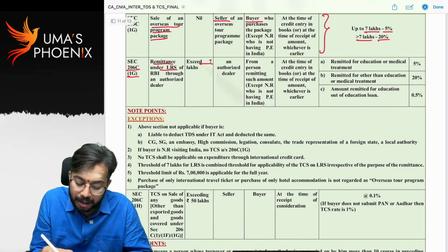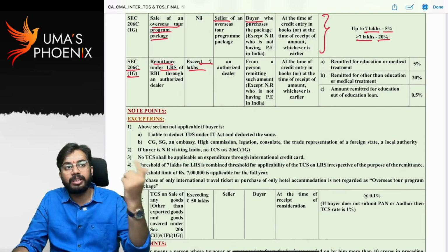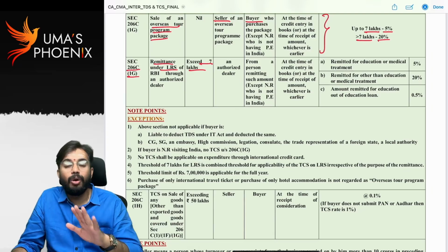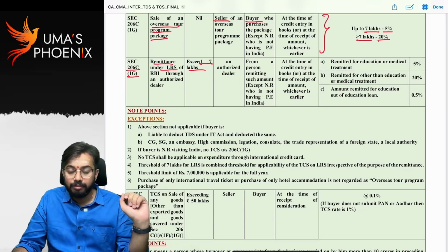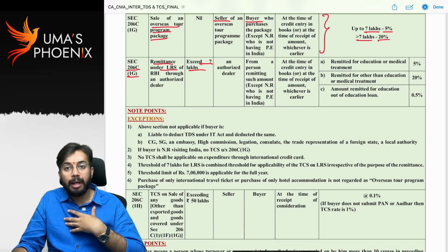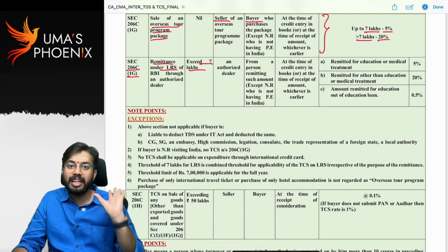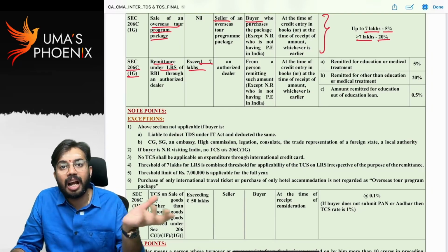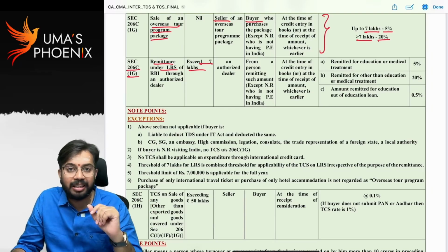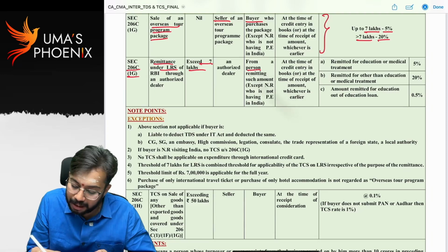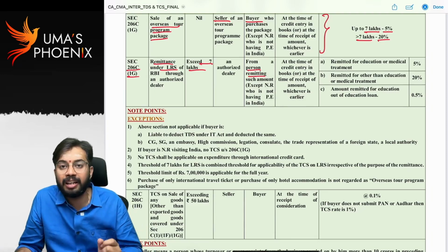But the threshold limit is 7 lakhs. If the amount remitted outside India is up to 7 lakh rupees in a financial year, then no TCS will be collected. If the amount remitted outside India in a financial year by me is more than 7 lakhs, then TCS will be collected. Who will collect TCS? Who is transferring money? The authorized dealer is transferring money. So he himself will collect TCS. So the authorized dealer remitting such amount will collect TCS.